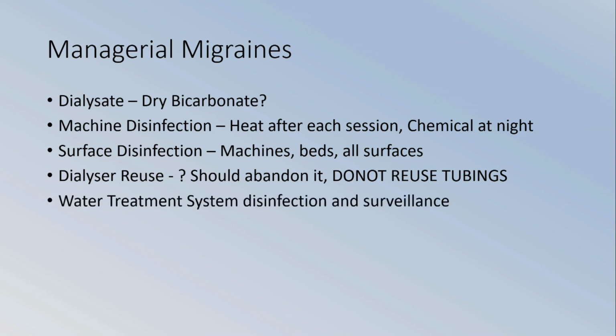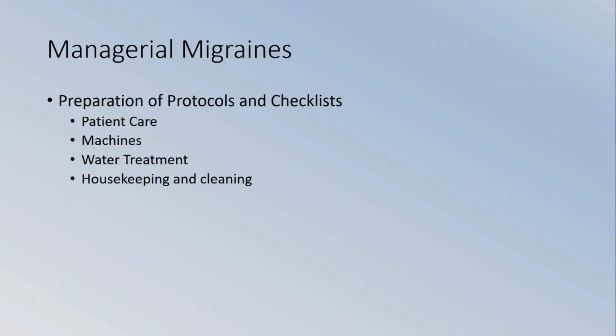Water treatment system, we are going to have a detailed lecture, so I'm not going to talk about it, but this is an important part because a lot of endotoxin can come and cause chills and rigors. It's difficult to then differentiate from a true bacterial infection. General hygiene as such is very important, and again as a manager you need to look at that. What else can you do as a manager? You need to prepare checklists and protocols.